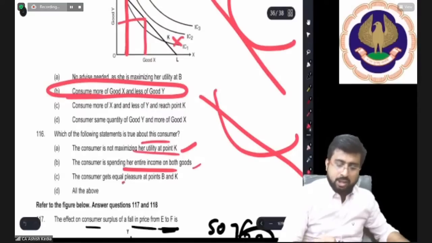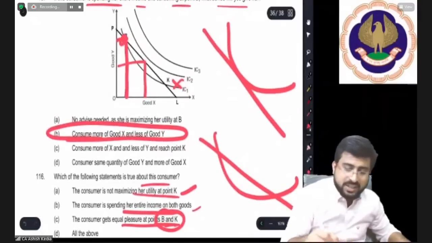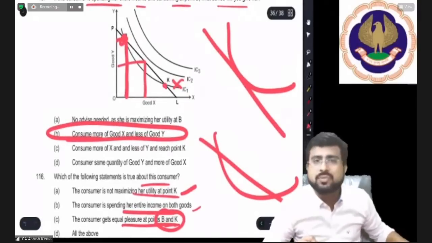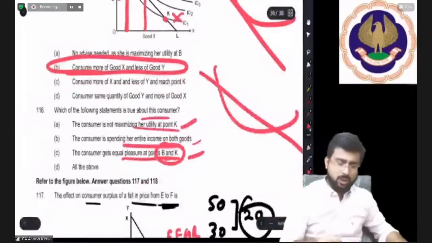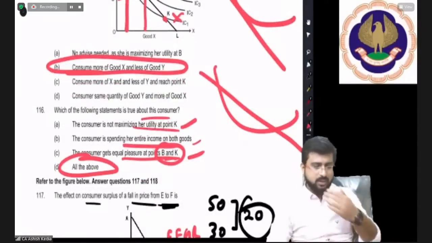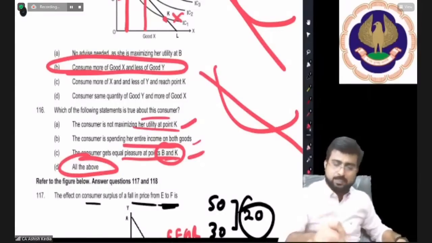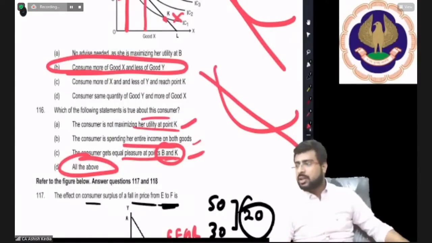Pay attention. Consumer gets equal pleasure at B and K. Yes, an indifference curve represents all the points giving the same level of satisfaction. So yes, all the above are correct. That's the logic of the indifference curve. All points on an indifference curve give the same level of satisfaction. So yes, B and K give the same level of satisfaction. There's no doubt about this.